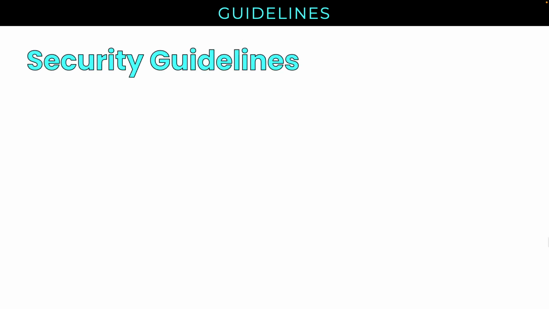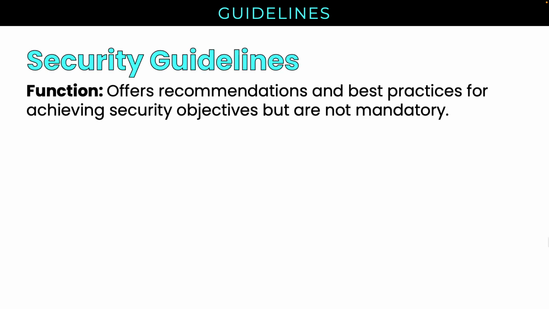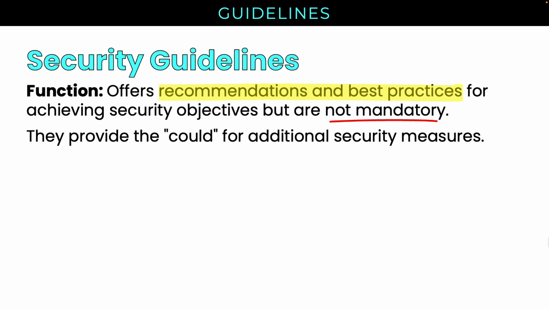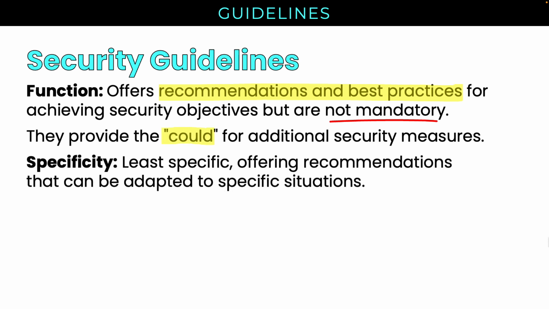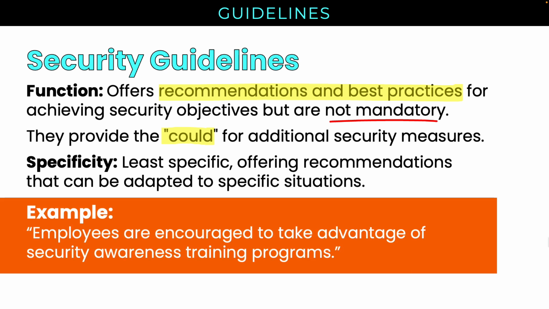And finally, we have security guidelines. So a guideline offers recommendations and best practices for achieving security objectives, but they are not mandatory. They provide the could for additional security measures. They're the least specific, offering recommendations that can be adapted to specific situations. So, for example, employees are encouraged to take advantage of security awareness training programs. So we know that if employees are security aware, it gives us a stronger, safer security culture.